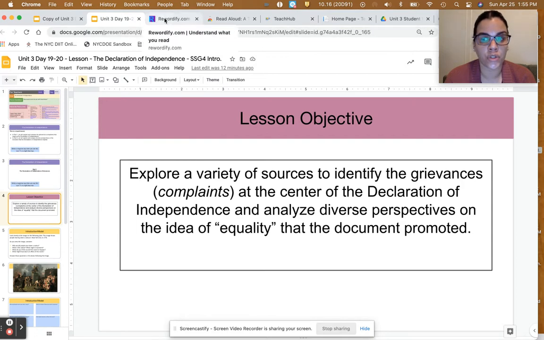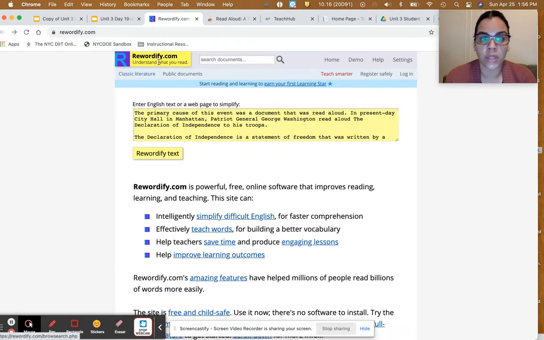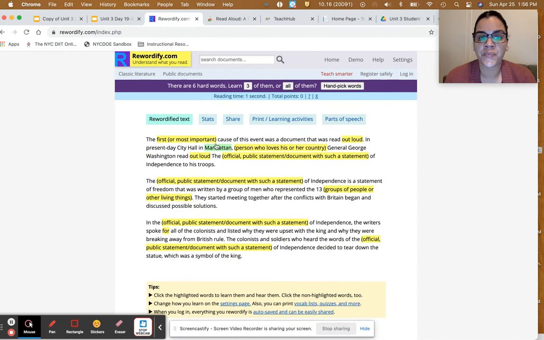Again, a great tool that is recommended in the teacher's notes section of this lesson is rewordify.com, where students copy and paste the text. When they click on Rewordify, it gives them the same text, but defines or clarifies some terms or phrases to support students in accessing grade level content.